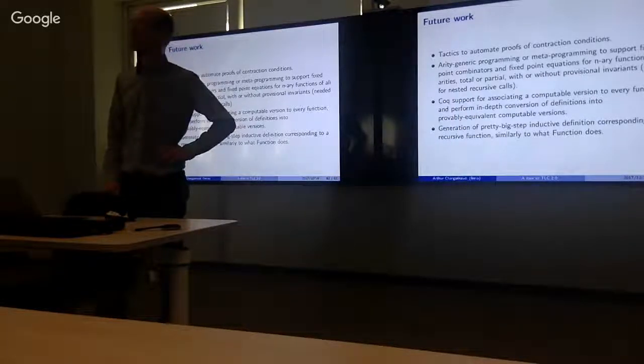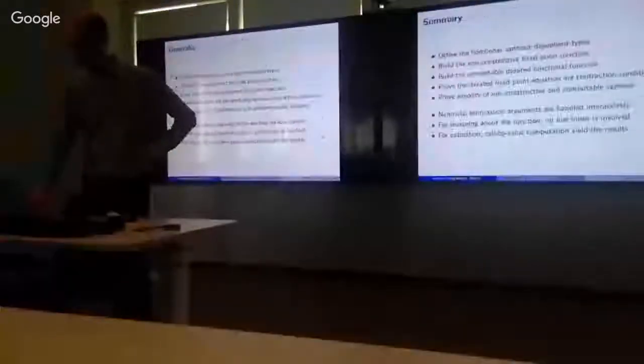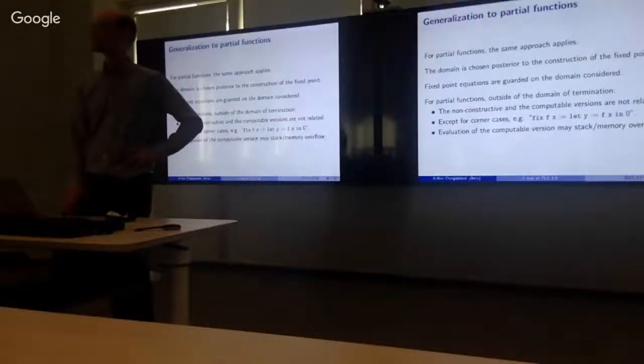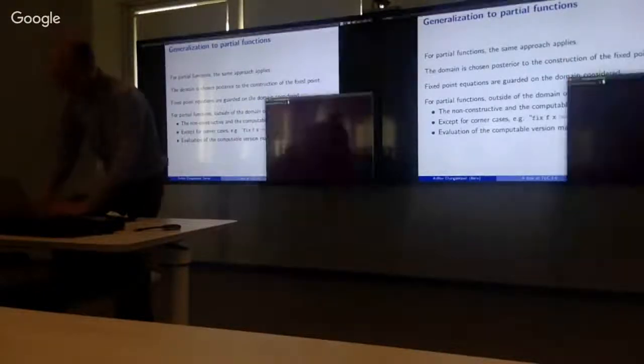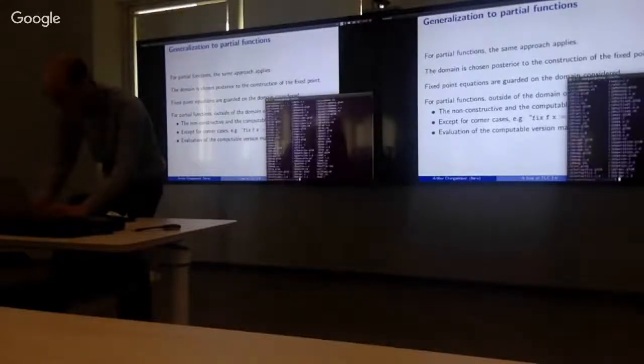Yeah, I don't understand what you do for partial functions, because I have a bootstrap problem there. You need to define the domain, you need to define the function, and the function is proved terminating on the domain. But you also define the domain as the places where the function is terminating, the way Bove does.